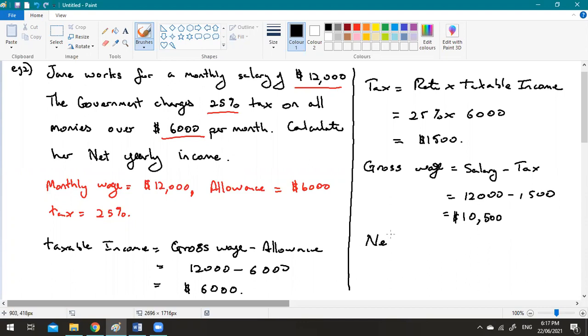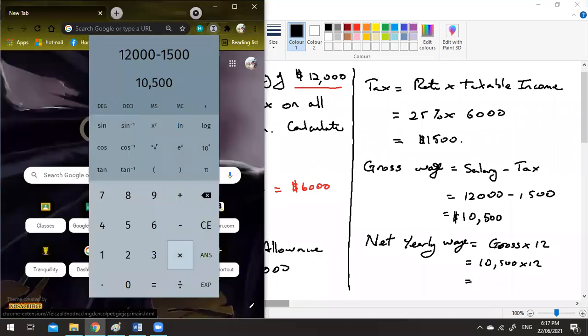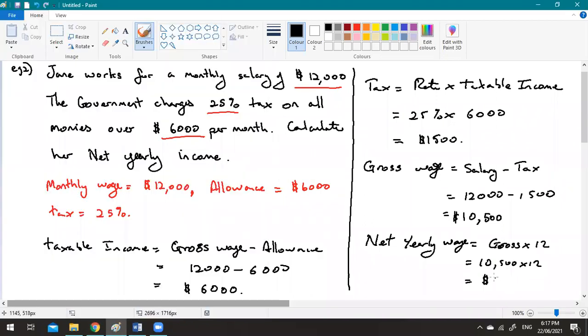So your net yearly wage or income will be a gross wage after taxes by 12, because this would have been a monthly wage, right? So 10,500 by 12. So multiply by 12. So for the year, $126,000.